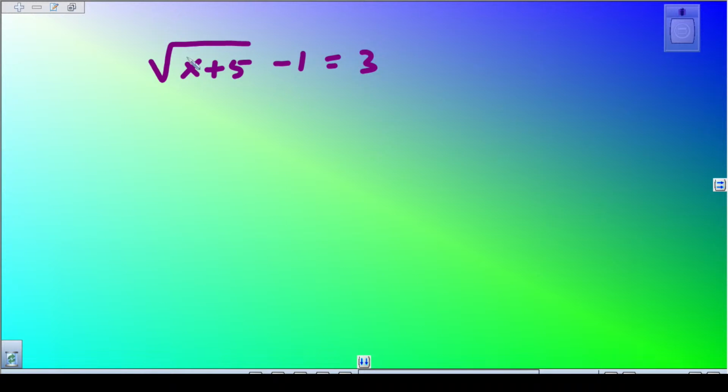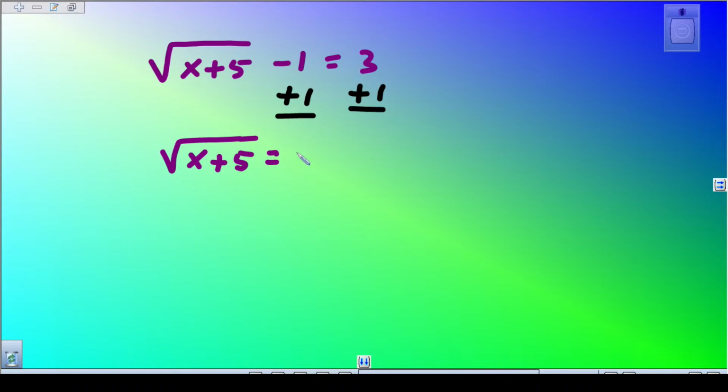It's just like having a gift with outer wrappings. You take care of the outer wrappings first, and then you go to the gift itself. So in this case, I'm going to add 1 to both sides, and that should give me the square root of x plus 5 equals 4. Now from here I have to get rid of the square root.